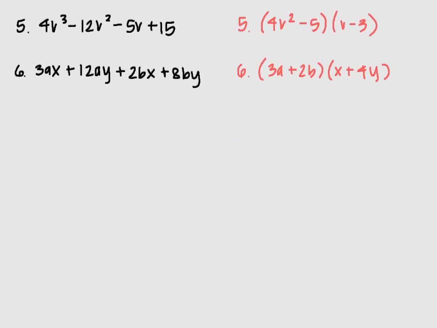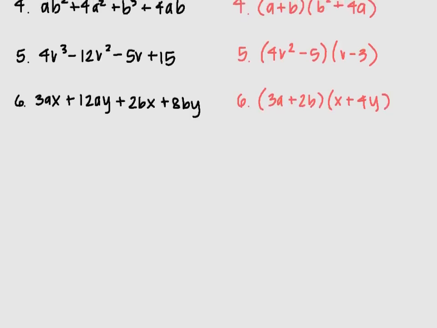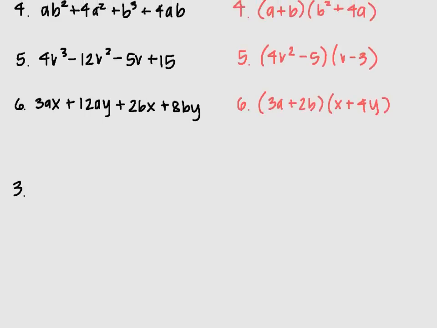Okay, so starting with number 3, we have c to the 4th plus c cubed minus 12c minus 12. I am going to factor by grouping, so I'm going to group the first two terms together, and then I'm going to be grouping the second two terms together.